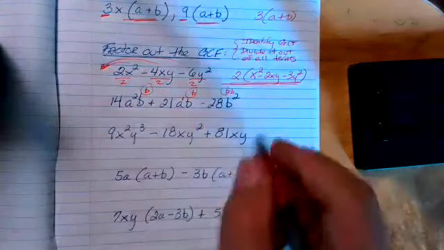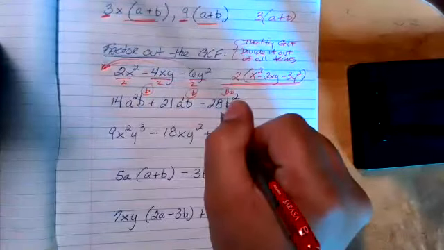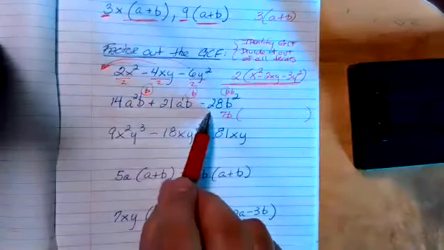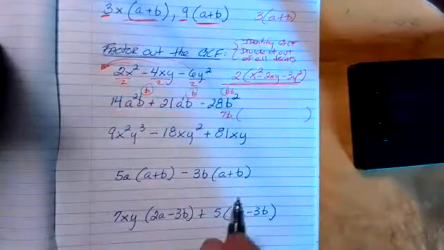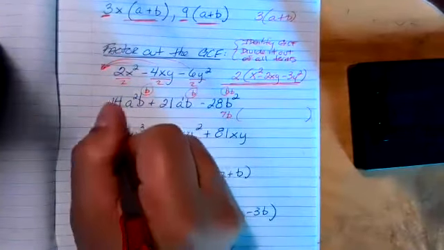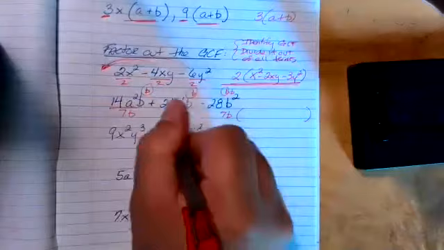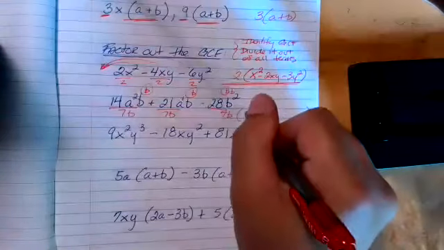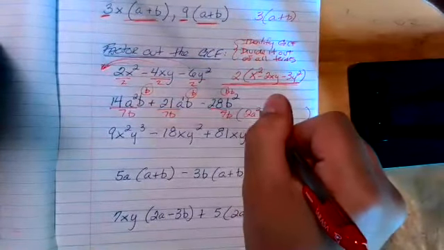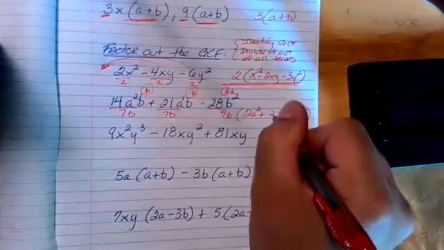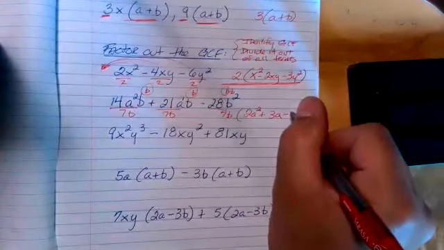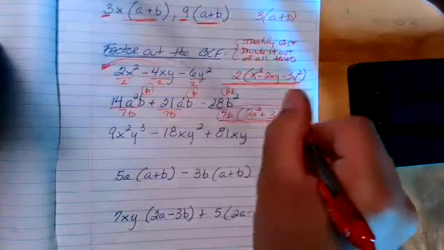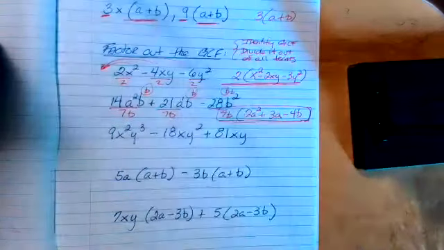So in this example, my GCF is 7b to the first. Right? They all are divisible by 7, and they all have at least b to the first. So if I were to divide that out of each term, 7b, 7b, 7b, I'd be left with 2a squared plus 3a minus 4b. And these would be my factors.